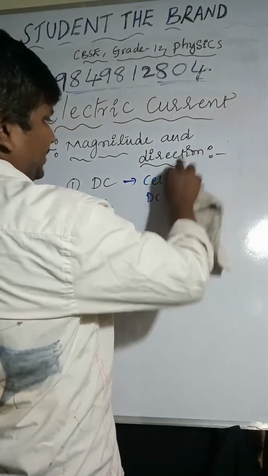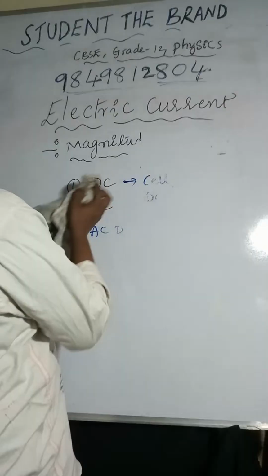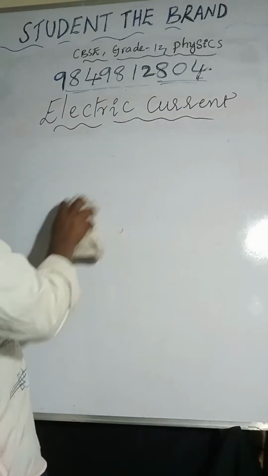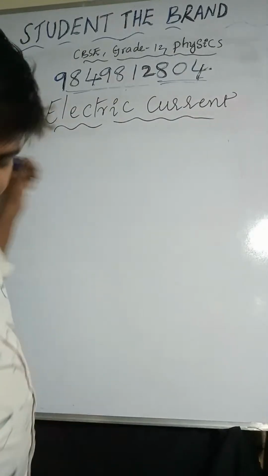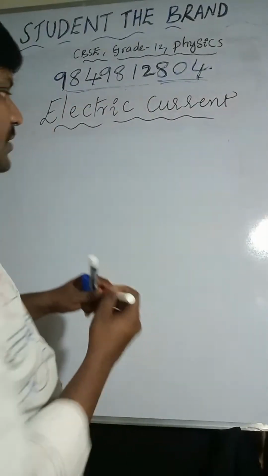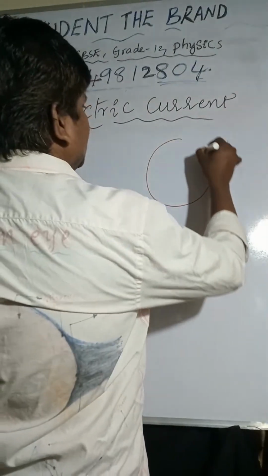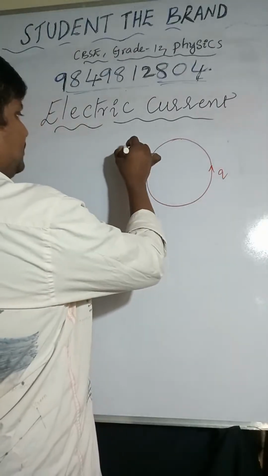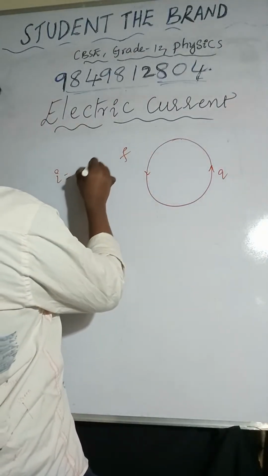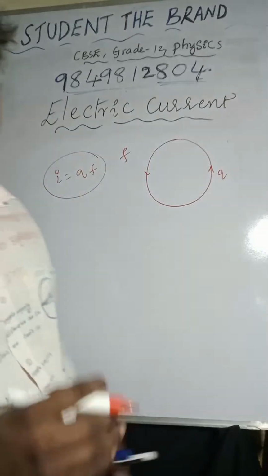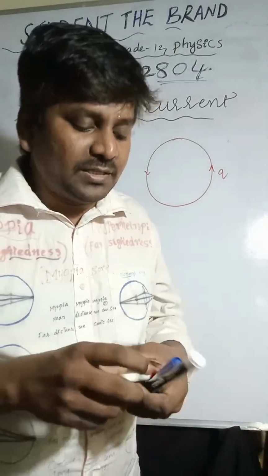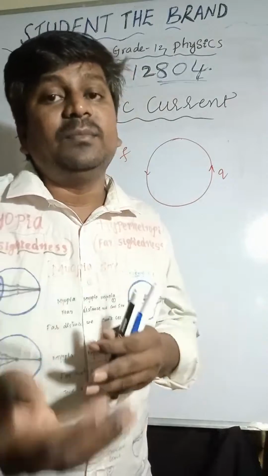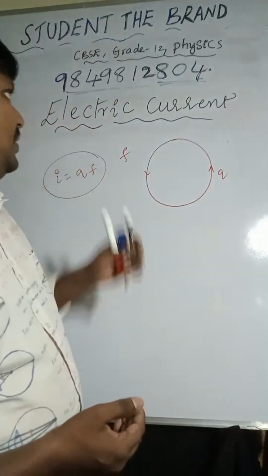Now, if a charge is moving in a circular path with frequency f, I am taking this as the charge Q, moving in a circular path with the frequency. Then the current can be taken as Q into f, so I equal to Qf.